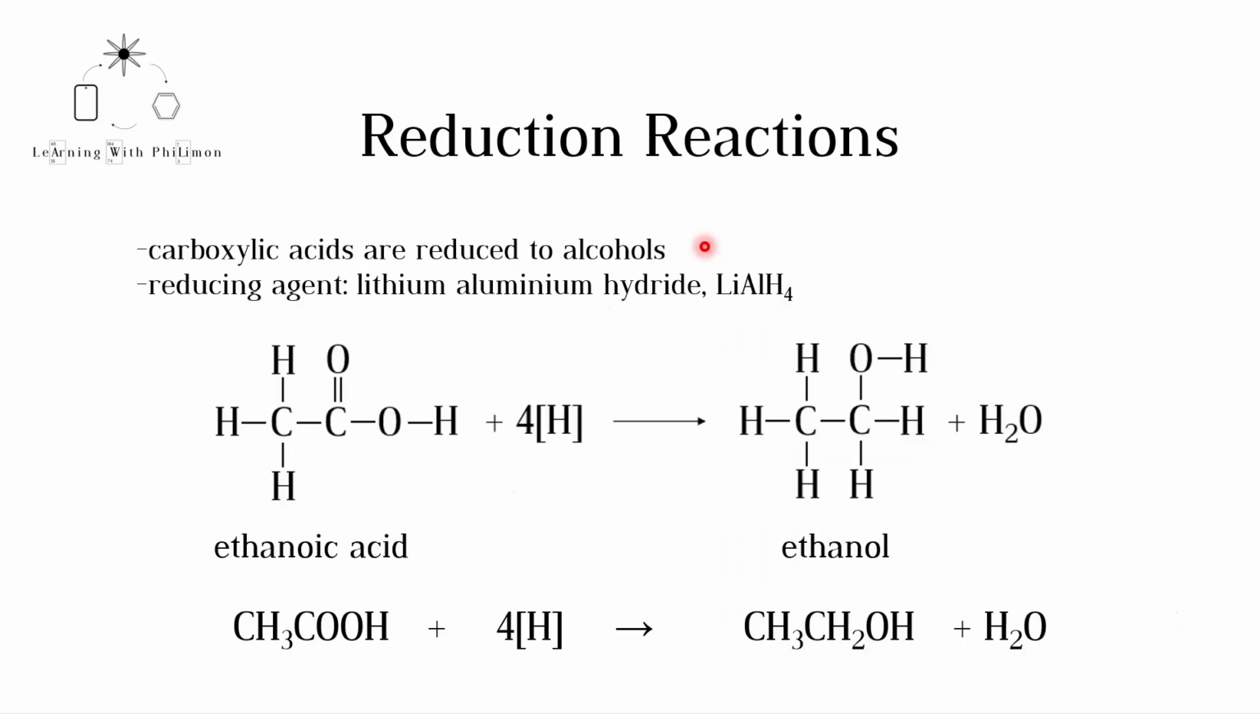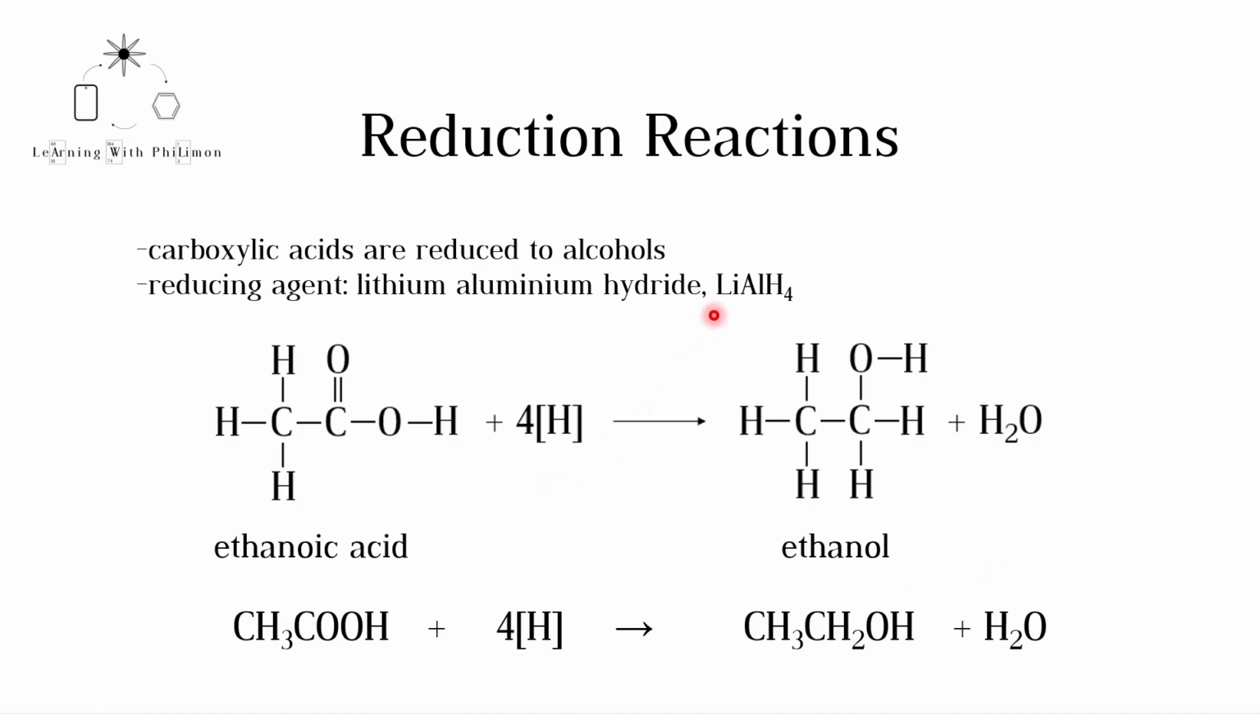Carboxylic acids can be reduced using the reducing agent lithium aluminium hydride, LiAlH4. At IB and A-level chemistry, you are not expected to know the mechanism behind this reaction. You are only expected to write an equation showing the process. In this example, ethanoic acid, CH3COOH, is being reduced to ethanol, CH3CH2OH, with water as a byproduct. The H in brackets in the equation represents the hydrogen atoms given by the reducing agent.